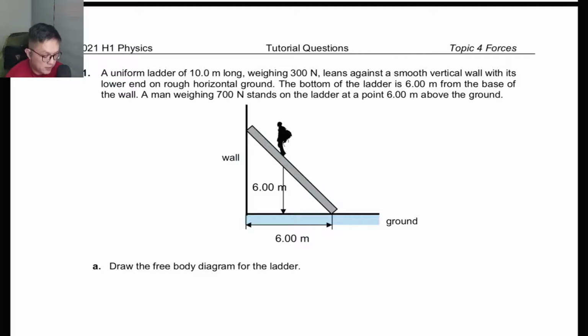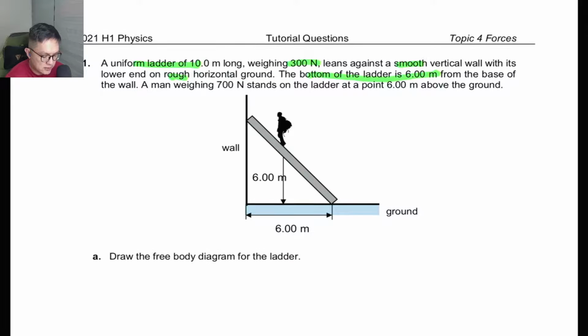Let's look at this scenario. A uniform ladder 10 meters long, weighing 300 newtons, leans against a smooth vertical wall with its lower end on rough horizontal ground. The bottom of the ladder is 6 meters from the base of the wall. Then a man weighing 700 newtons stands at 0.6 meters above the ground.